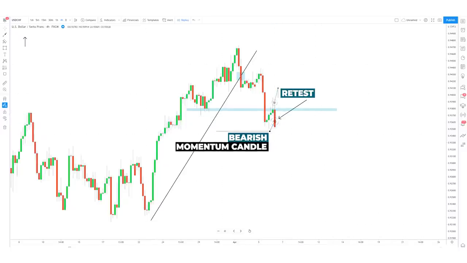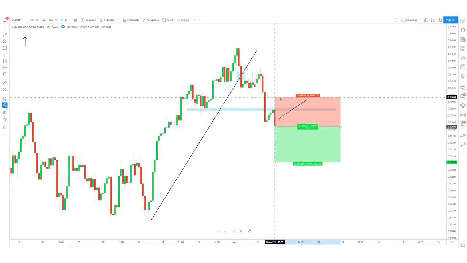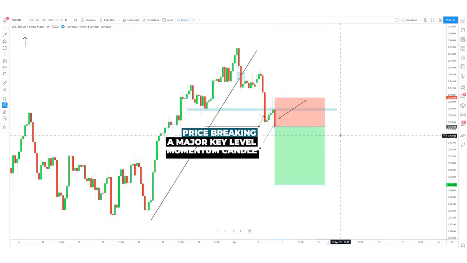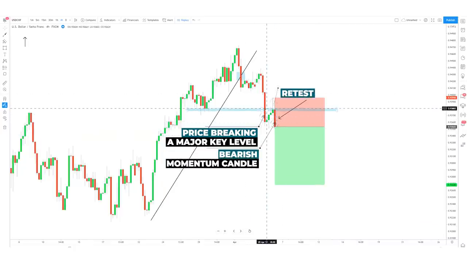Now, once you bring all of that together, the question is, can you take this trade? Well, the answer is yes. We have enough confluence and evidence here to indicate that there's a very high chance price will continue, because we have a break of the key level. We also have our strong momentum candle, and we have price coming back to retest this level. Let's see what happens.